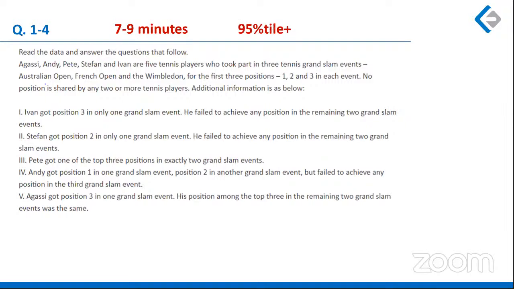So for a 95 percentiler, or a person who is targeting 95 percentile, this kind of set is a must for him, because it was not that tough. It was a moderate level set where you needed to analyze each option carefully. Each option was also a puzzle. That could take you around 9 minutes, and a person who is very good at the understanding part could have finished it within 7 minutes. So for 95 percentile, it's a must to be done. This was a very moderate level set.